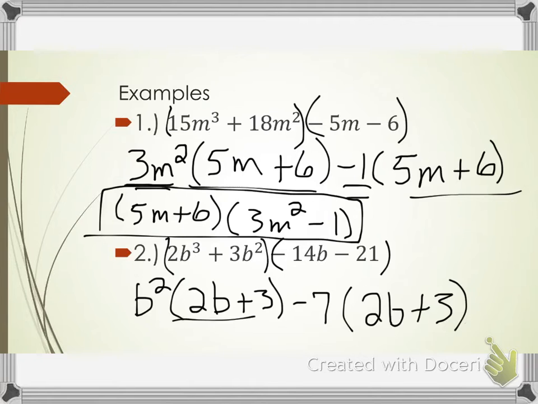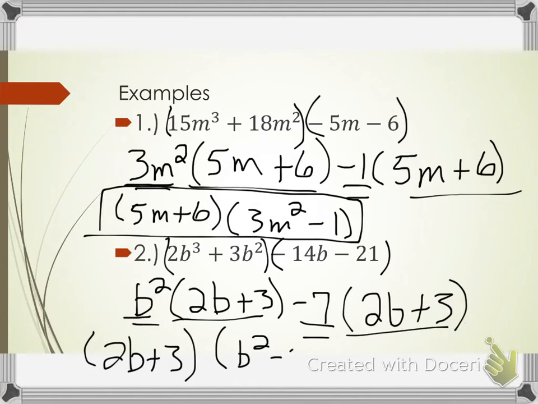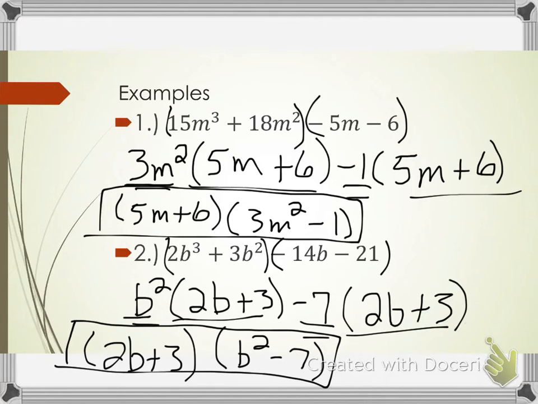2b plus 3. The thing they have in common, right? 2b plus 3. That's one of my factors. That's another one of my factors: b squared minus 7. And can I factor any of those any further? No, I cannot. So there's my answer. Questions on 2?